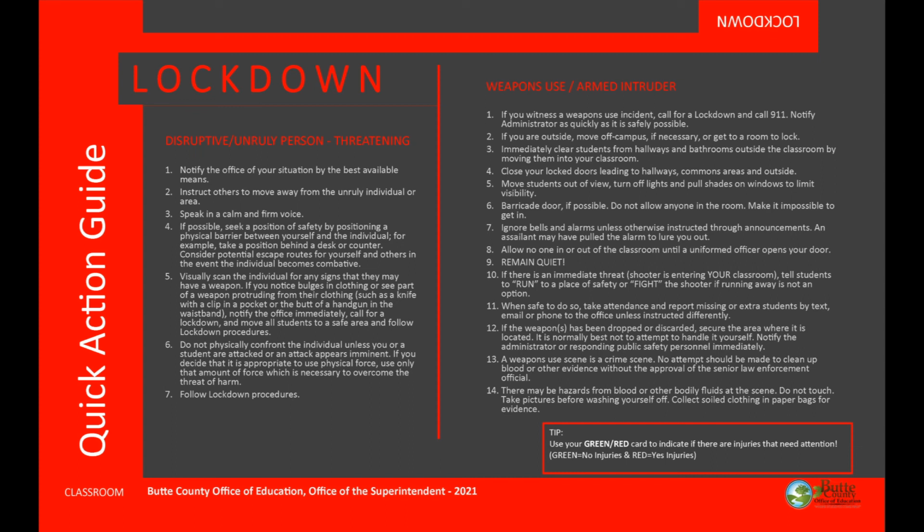Ignore bells and alarms unless they're otherwise instructed through an announcement. An assailant may have pulled the alarm to lure you out. Allow no one in or out of your classroom until uniformed officers open your door. Remain quiet. If there is an immediate threat, the shooter is entering your room. Tell students to run to a place of safety or fight the shooter if running away is not an option.